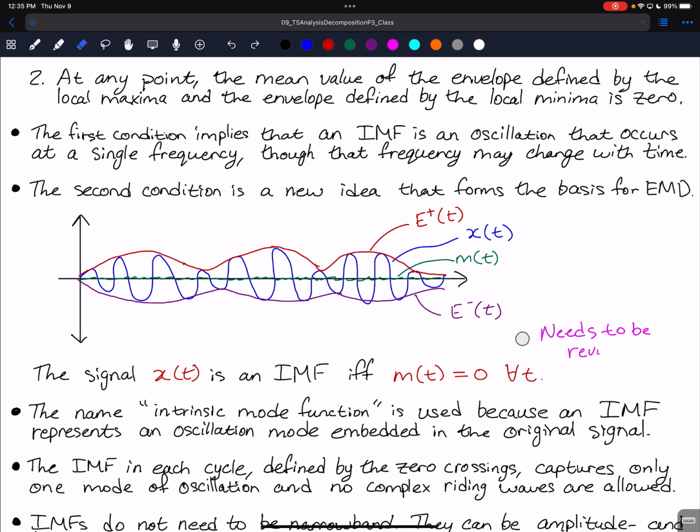So that M of t is 0, and it's the mean defined by the envelopes, but the signal or the IMF itself may not necessarily be 0 mean at all times. That's the key thing. So in this case, the mean value of this IMF that we're looking at, this M, comes from the E plus and the E minus. It doesn't come from the actual signal itself.